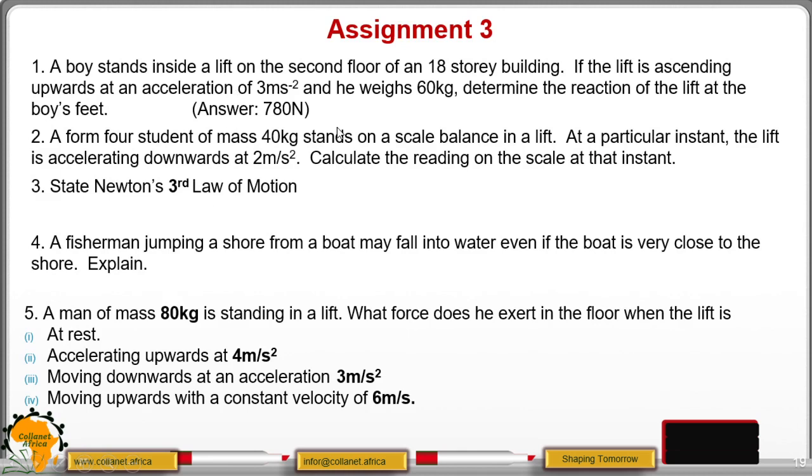Then from there we have the assignment. Again, the assignment is testing what we have just covered.